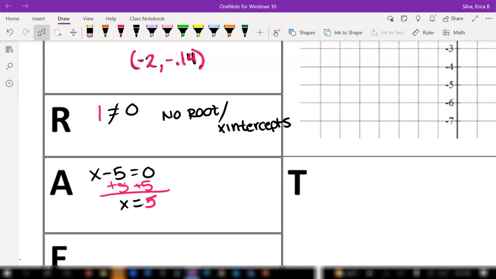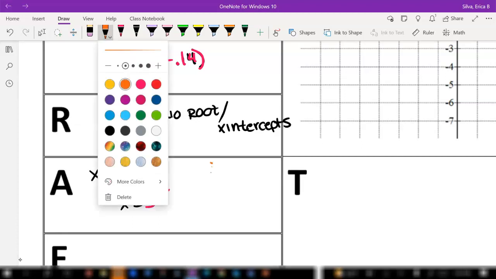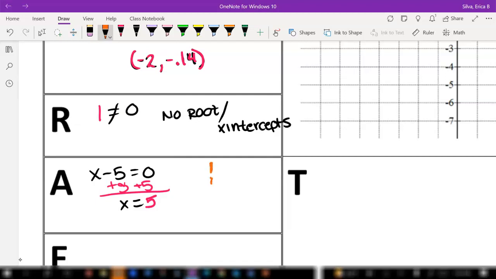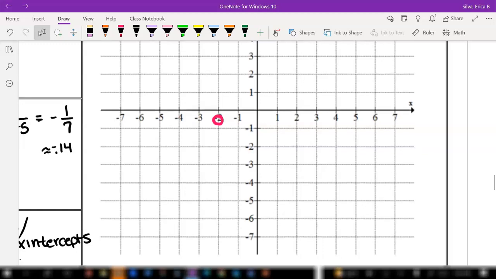All right, so then that's going to give us our vertical asymptote. So we're going to draw a vertical line through x equals 5.